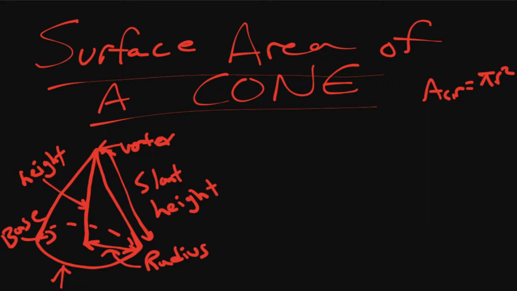Yeah, it should be pi r squared. But now we also need the formula, or a way to calculate this part right here, this circular weird part that's small at the top and big at the bottom. We need a way to calculate this.